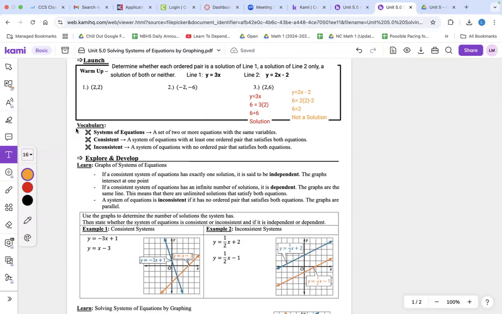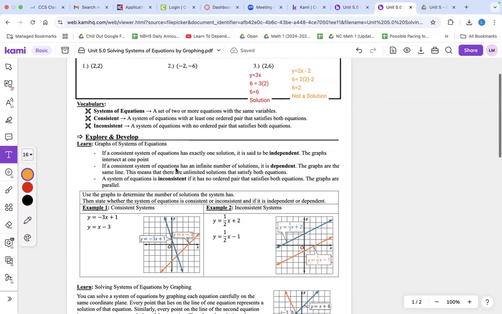All right, now let's look here at our systems of equations. A system of equations is just a set of 2 or more equations with the same variables. Now, we saw this earlier, something like this or something like this, and there's another one that we're going to see. With our systems of equations, we're going to deal with 2 things, consistent and inconsistent.